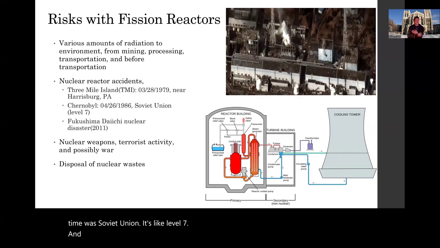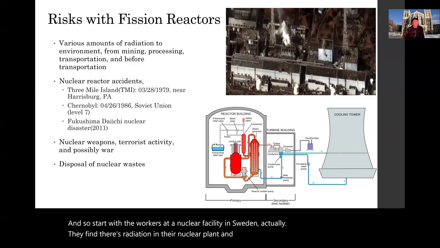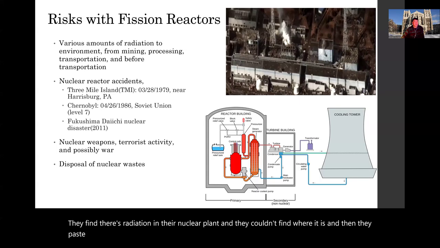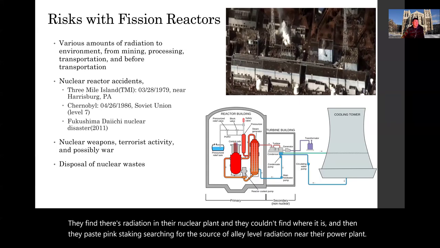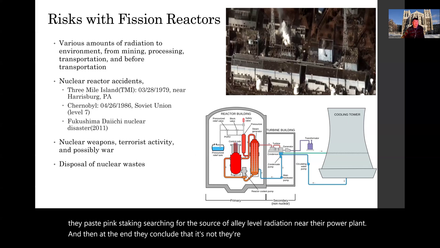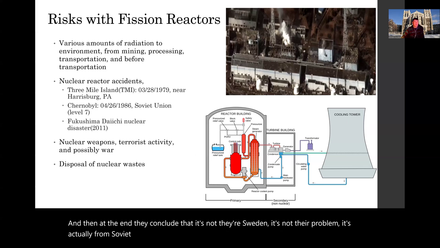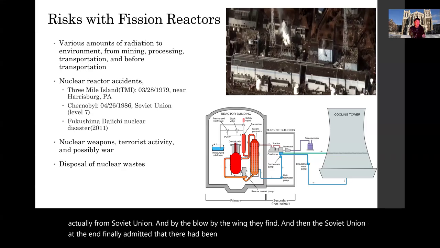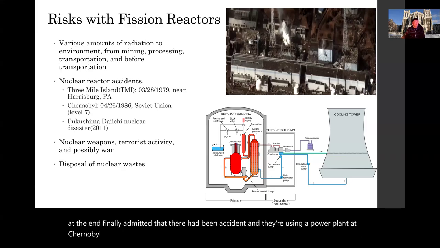It started with workers at a nuclear facility in Sweden. They found radiation in their nuclear plant and couldn't find where it was coming from. They painstakingly searched for the source of the elevated radiation near their power plant, and in the end they concluded that it wasn't their problem. It was actually from the Soviet Union, blown over by the wind. Then the Soviet Union finally admitted that there had been an accident at their nuclear power plant at Chernobyl on April 26.